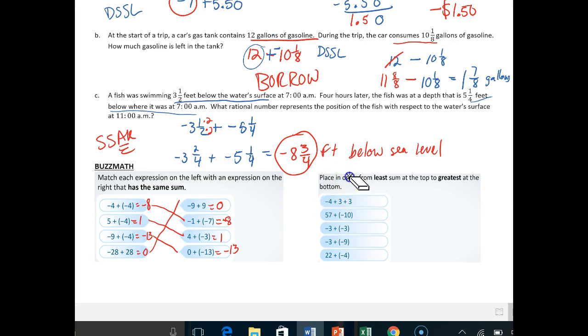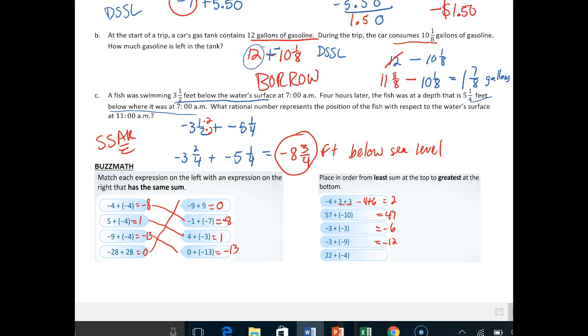And finally, order them from least to greatest. So here we have negative 4 plus, this is actually 6 because you can add those together. So negative 4 plus 6 equals 2. 57 plus negative 10 equals positive 47, DSSL, right? Negative 3 plus negative 3 equals negative 6, SSAK. Negative 3 plus negative 9 equals negative 12. And 22 plus negative 4, DSSL.